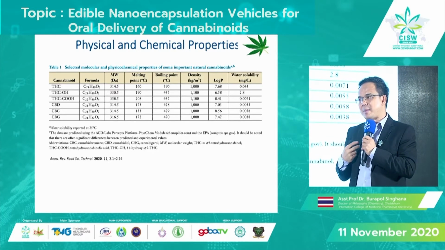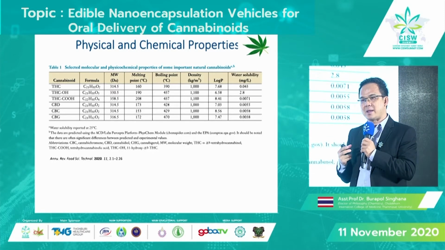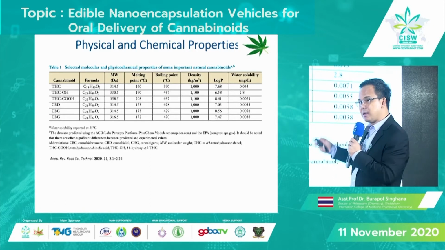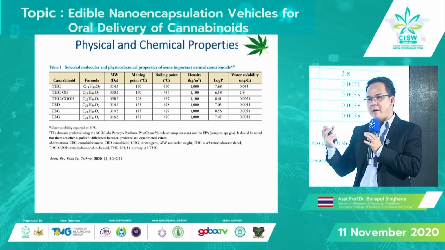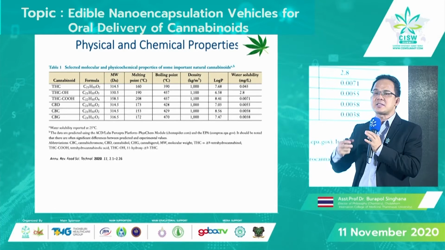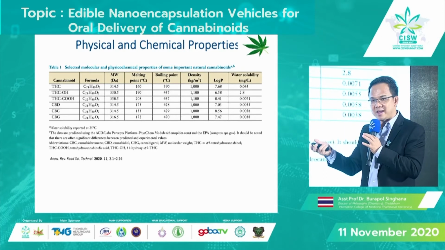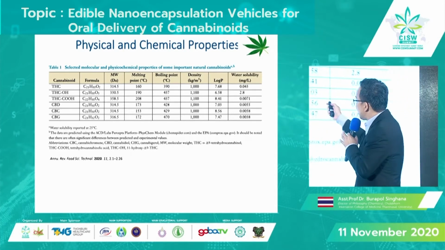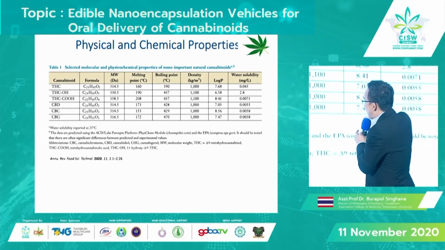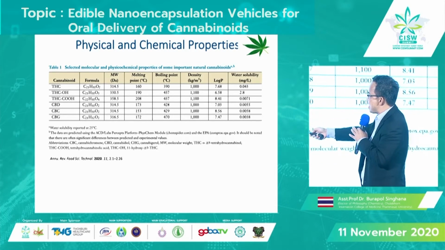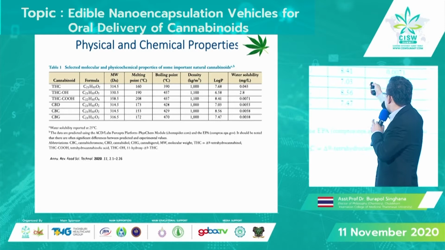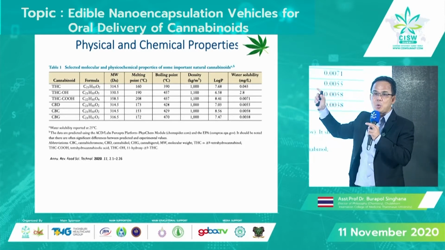For myself, when I want to cook something, I have to understand the molecule of that thing very well. If I understand it well, I can control everything. The same thing applies here. So the physical and chemical properties of THC and CBD. Look at here, log P. What does log P tell you?